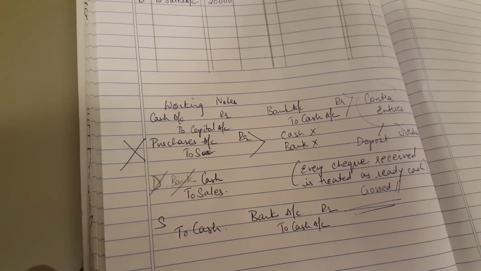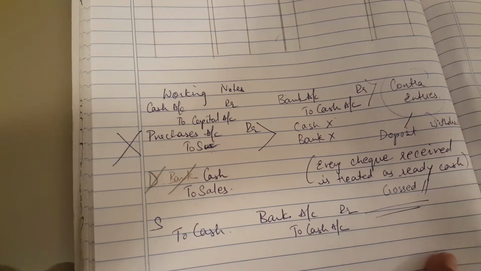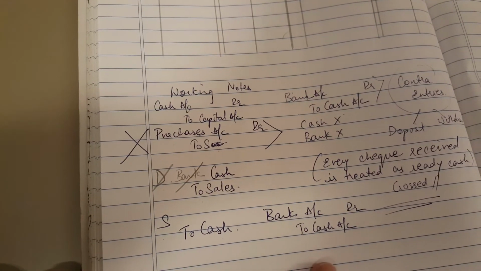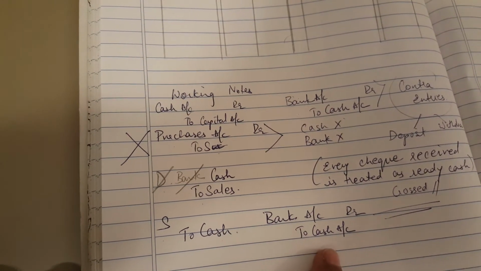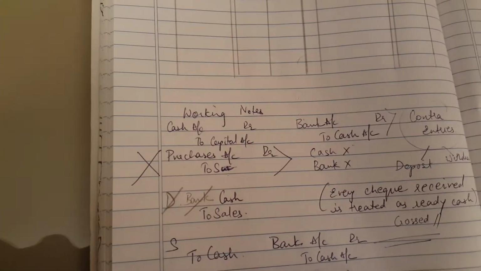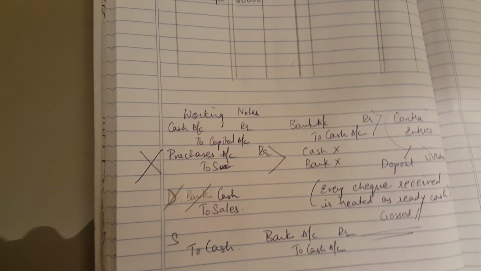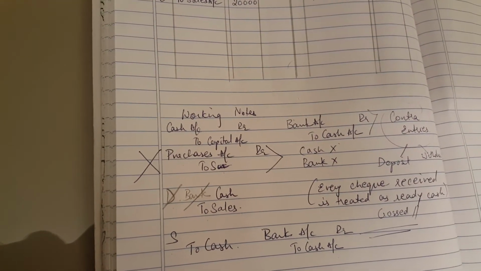This is for the traditional method. Bank is personal and cash is real. However, in the modern method, both are treated as assets. One asset is increasing and the other asset is decreasing. So here, when the asset decreases, you credit it. When the asset increases, you debit it. So the check received has been deposited into the bank.